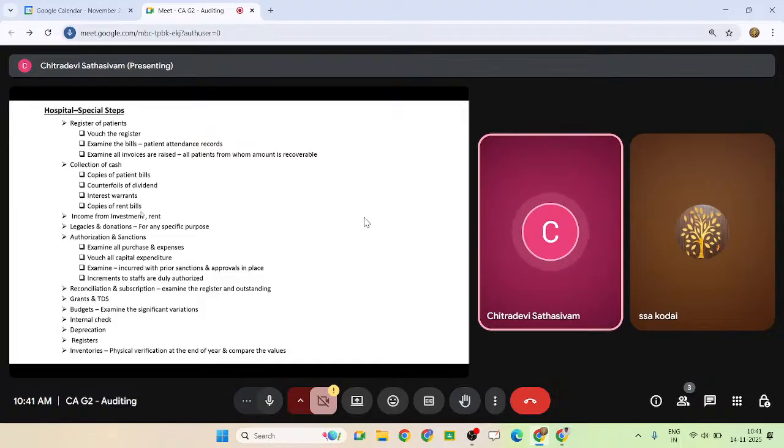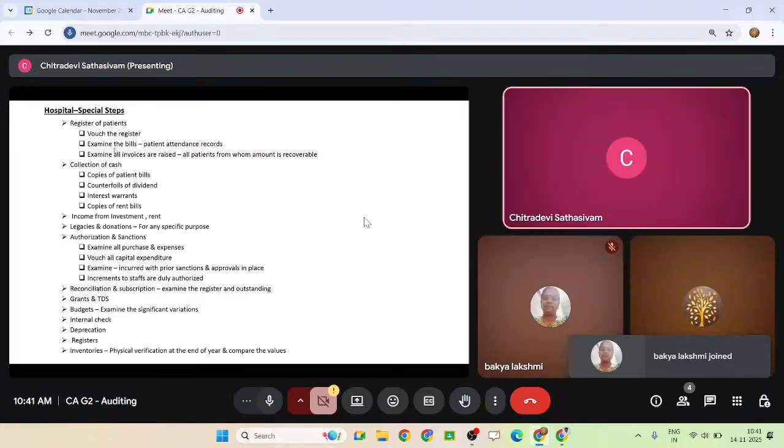Okay, now coming back to here. Now you have to see the register of the patients. What will that register have? You will be examining the bills. How many bills have been issued? Patient payment records. You have to see whether all the invoices are raised. For example, there might be 100 rooms in the hospital, and only 50 rooms are occupied. You need to ensure that invoices are properly raised for those 50 rooms. So all these things are there actually.